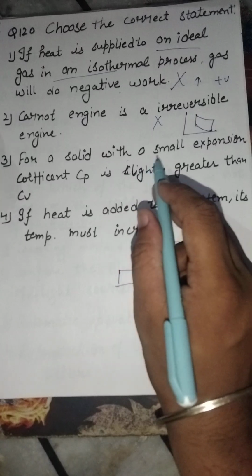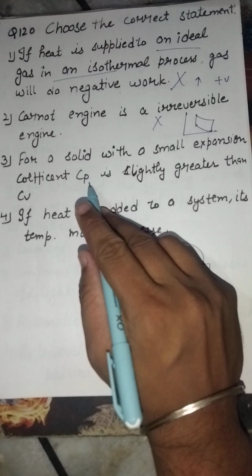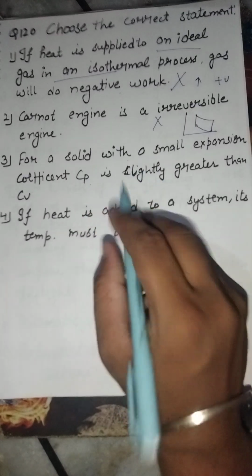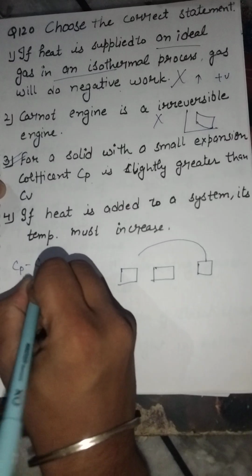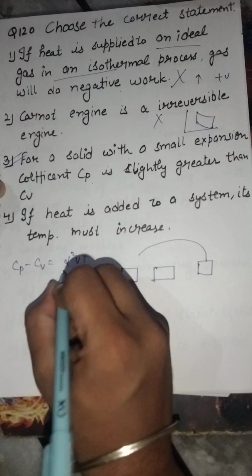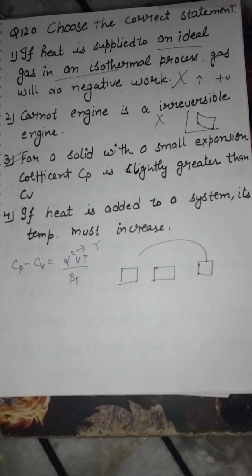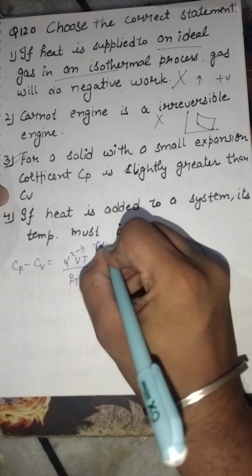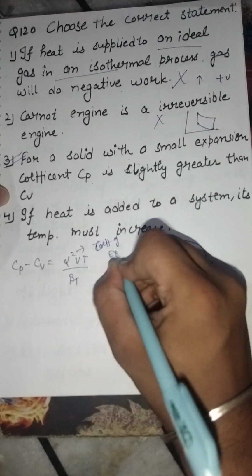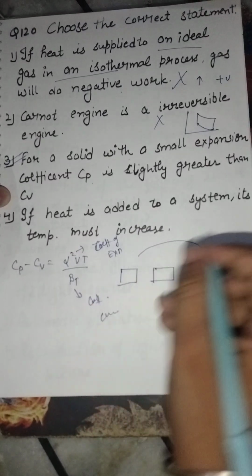For a solid with a small coefficient of expansion, Cp is slightly greater than Cv. Yes, this option is correct, because Cp minus Cv is always equal, in solids, to alpha squared V T by beta T. Alpha is the coefficient of expansion, and beta T is the coefficient of compressibility.